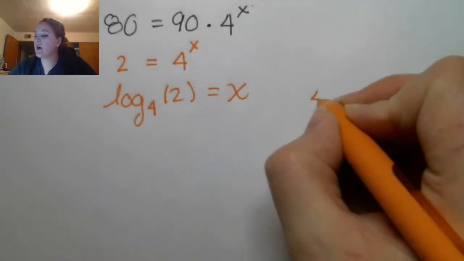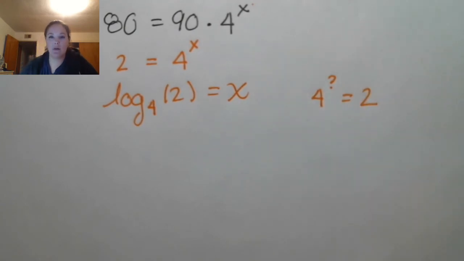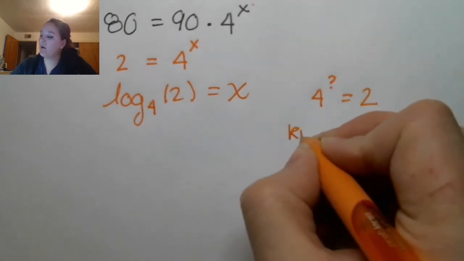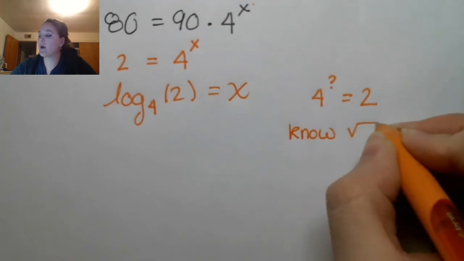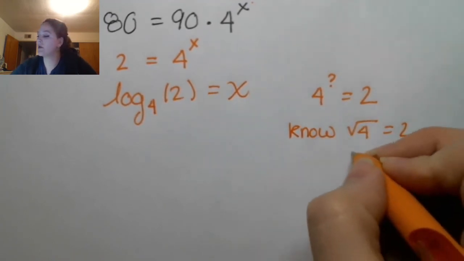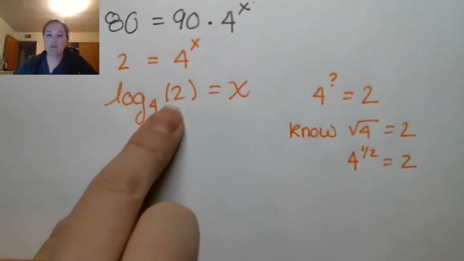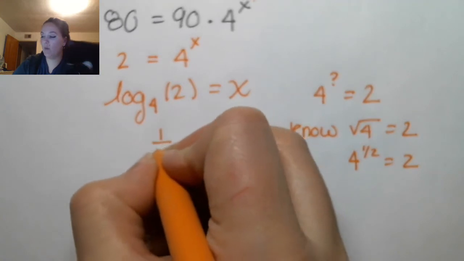Now the only thing we have left to do is to evaluate log base 4 of 2. So we're asking what power of 4 is equal to 2. Well, we know that the square root of 4 is equal to 2, which is the 1/2 power. So log base 4 of 2 is going to be 1/2.